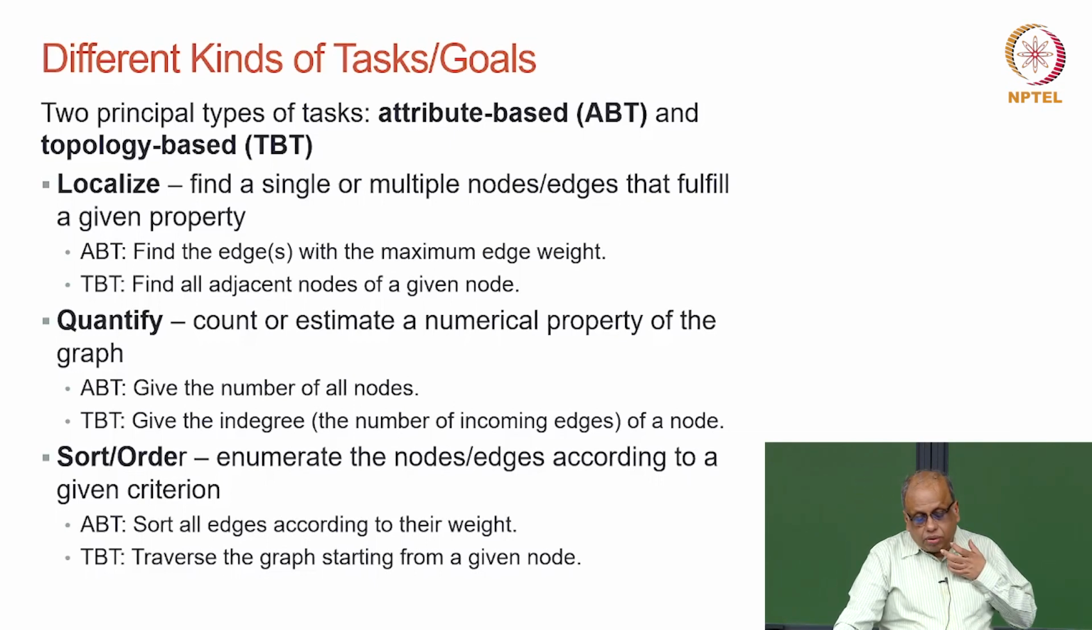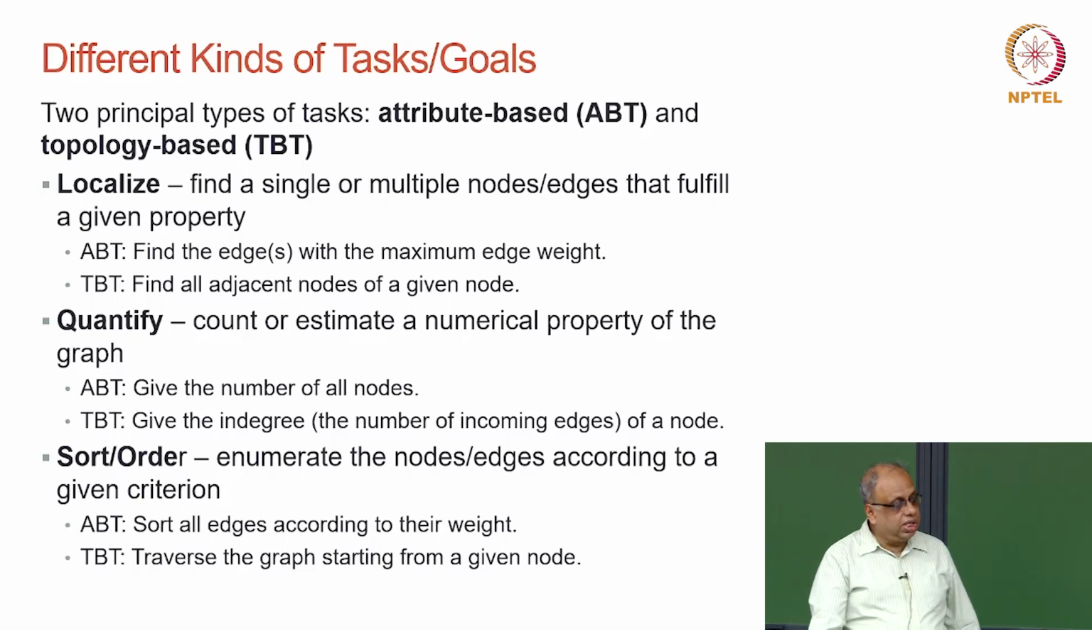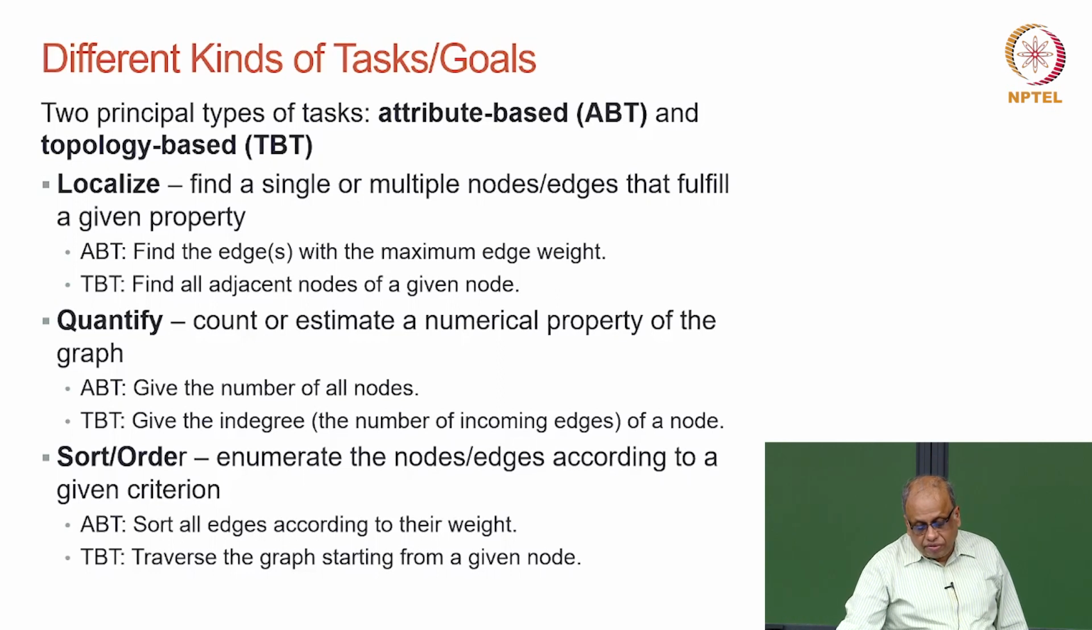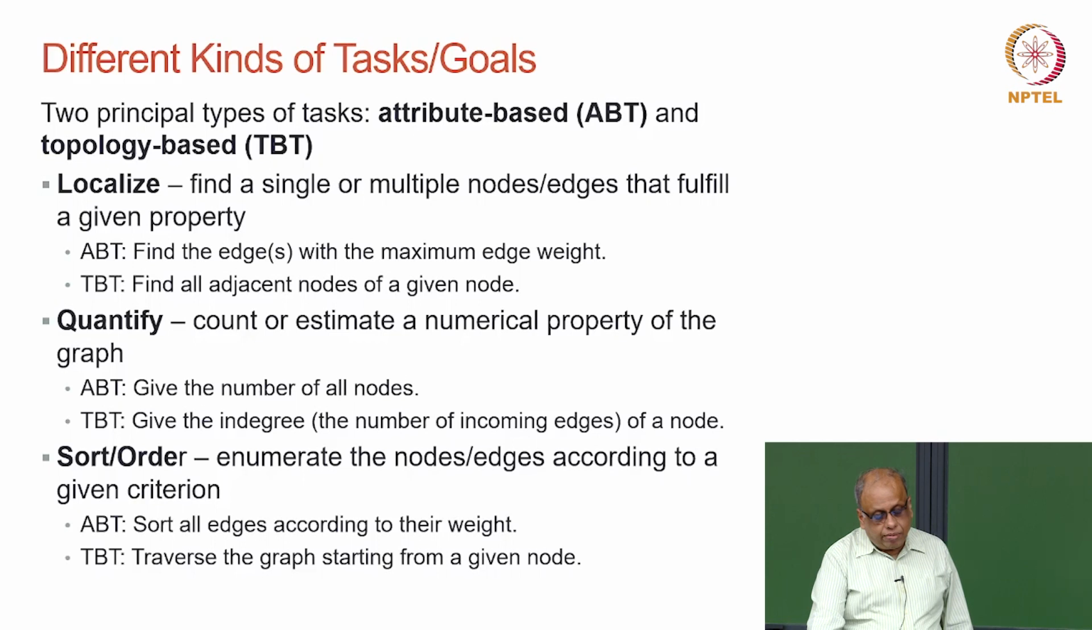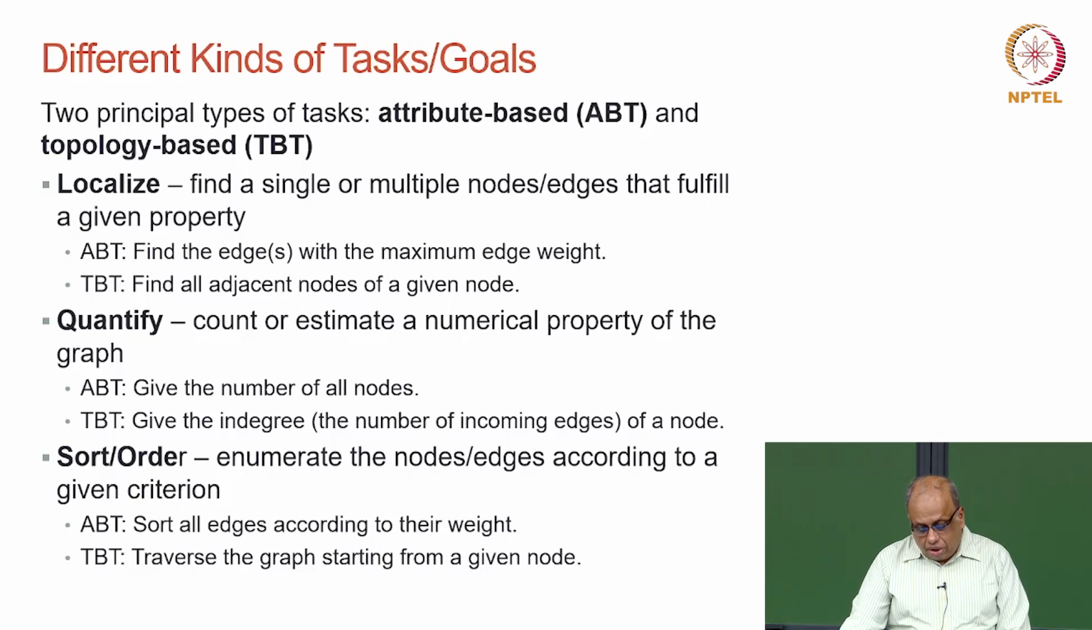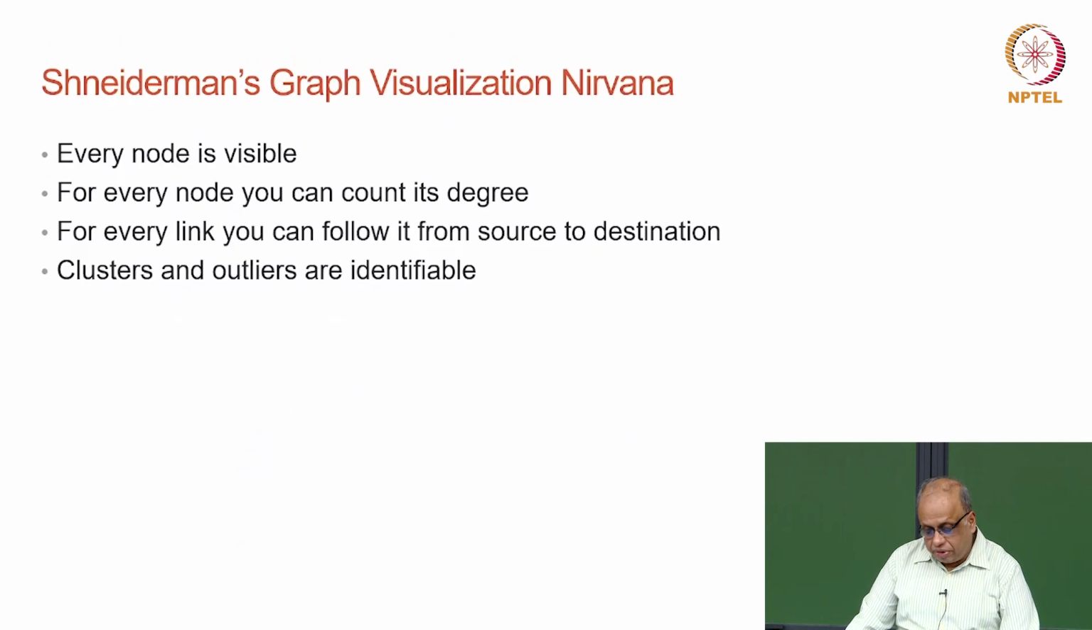You can also try to quantify, count or estimate a numerical property of the graph. Okay, give a number. For example, in an attribute-based task, you can say give the number of all the nodes, how many nodes are there. And in a topology-based task, you can say give the in-degree of a node. Okay, and in sort and order, you can enumerate the nodes and edges according to a criterion. So, for example, sort edges according to their weight, or you traverse a graph starting from a given node. Okay, so there can be different types of tasks, and for that visualization can be utilized. And you can either have it based on the attributes or the topology of the graph.